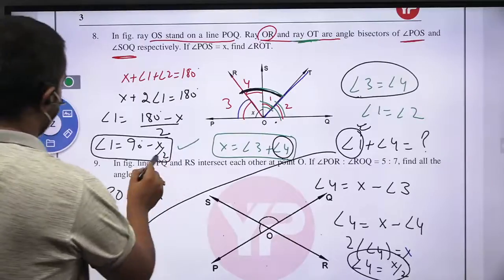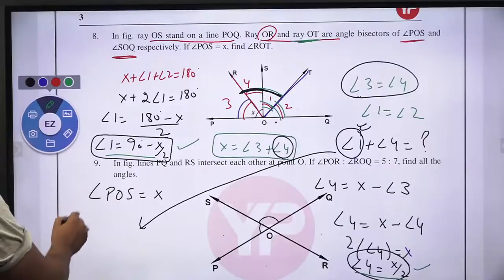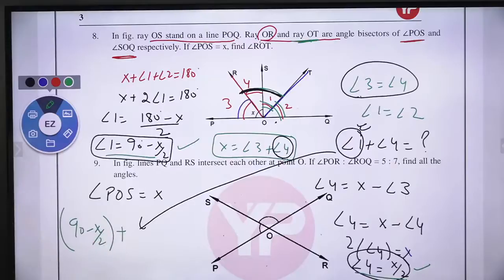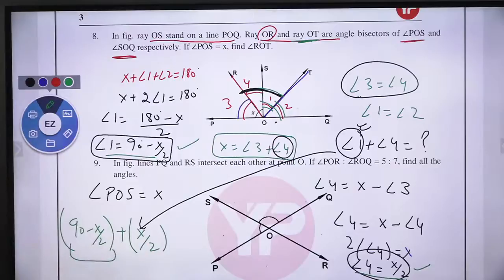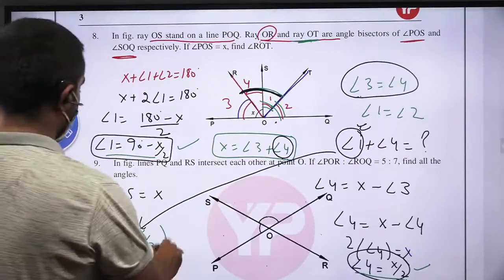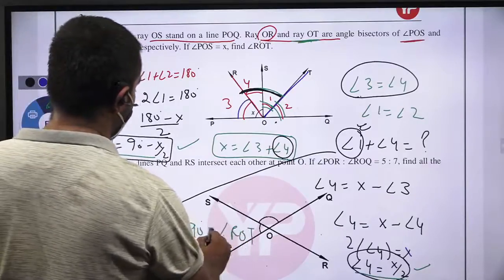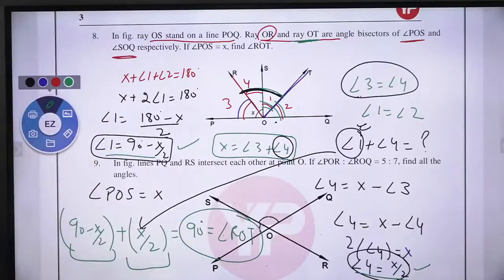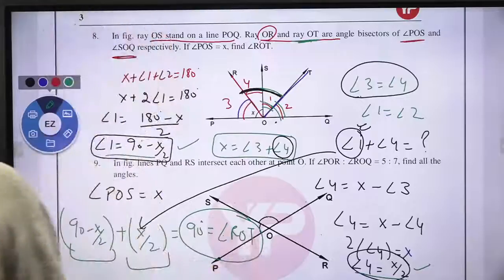So we are having now angle 1 and we are having now angle 4. Now 90 minus x by 2 plus x by 2. So angle 1 is 90 minus x by 2 and angle 4 is x by 2. So that is equal to 90 degrees. So angle ROT is 90 degrees. Yes. So I think you must be clear with this question. So angle ROT, that is angle 1 plus angle 4, that is 90 degrees.